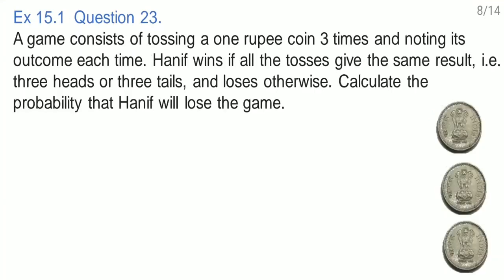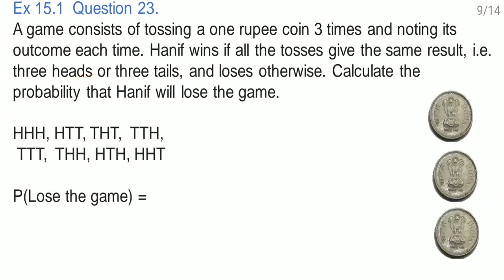Question number 23. A game consists of tossing a 1 rupee coin 3 times and noting its outcomes each time. Hanif will win if all the tosses give the same result, that is 3 heads or 3 tails, and loses otherwise. Calculate the probability that Hanif will lose the game. Now, one thing you remember here. If we toss one coin 3 times or 3 coins simultaneously, the meaning is one and the same. Okay. Now here, whenever we are tossing 3 coins together, now look at these are the possible outcomes. Other than this, you will not get any other result. Okay, whenever you will toss 3 coins.